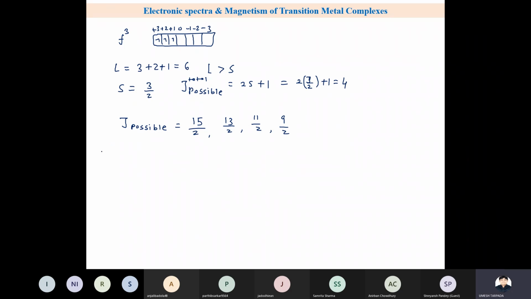Now see, for the term symbol, which J value do we use for less than half fill? 9 by 2. Yes, that is used for the less than half fill configuration.